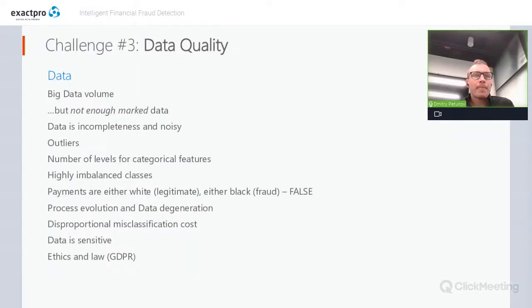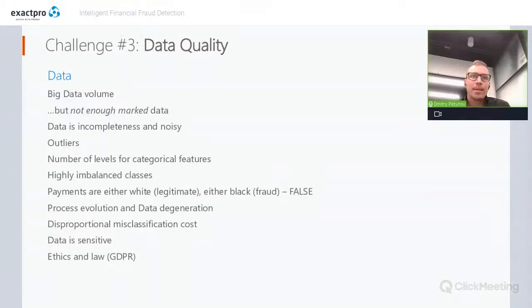Challenge number 3. It is data, the data that we have as input for our anti-fraud model. There are a lot of restrictions. The main one: we have a huge amount of data, billions of records for a medium bank, or 10 billions of records for a medium broker or stock market. But only a small dozen of that data is marked.